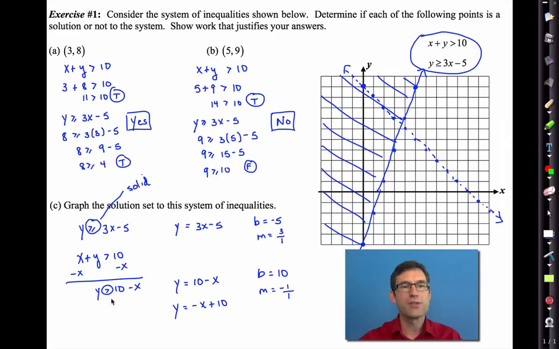And actually, I'm going to change my color to red for the other one. The other one was also greater than. Y is greater than 10 minus x. So I'm going to shade above this line.